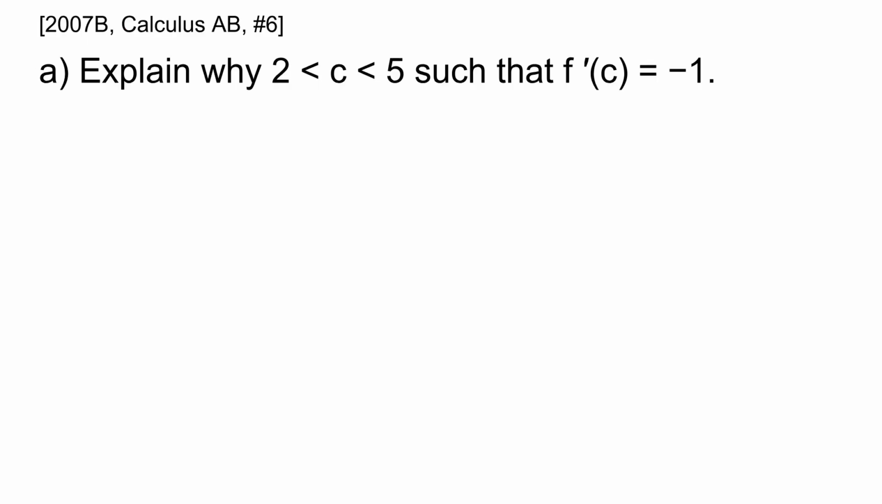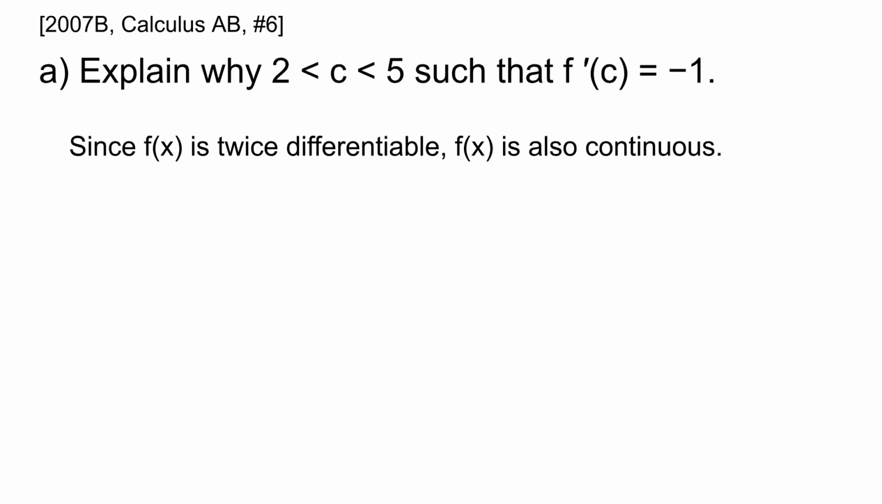In part A of this question, we are asked to explain why there must be a value of c between 2 and 5, such that f prime of c is equal to -1. In the question stem, we are told that f of x is twice differentiable. This implies that f of x is also continuous.